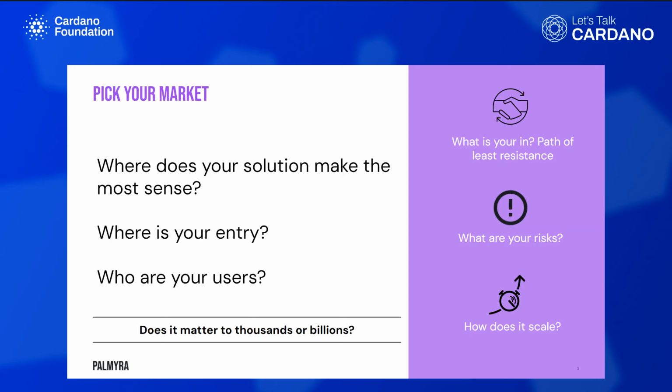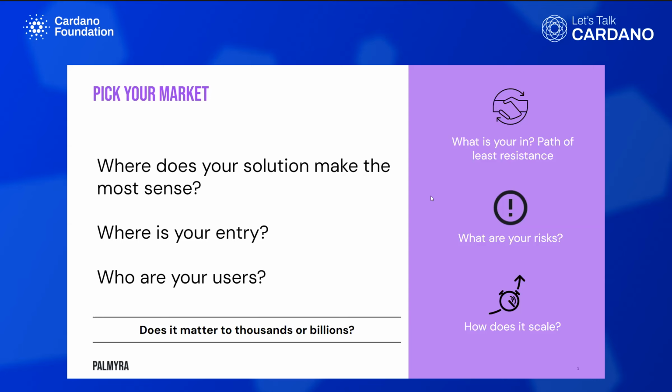RWA tokenization is a really, really wide field. It's not just one thing. It's many, many things. And so you have to really be specific about exactly what this use case is tokenizing. Just tokenizing for the sake of tokenizing is not going to work. You really have to think about it.